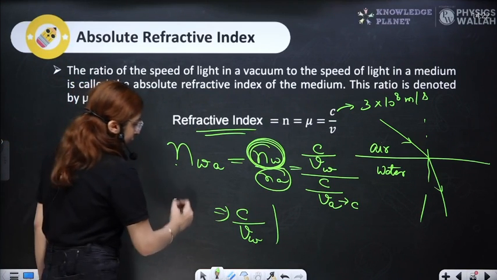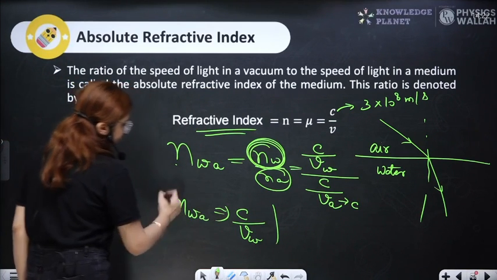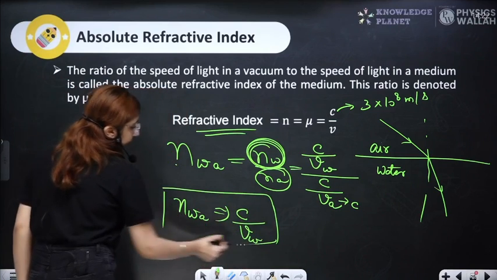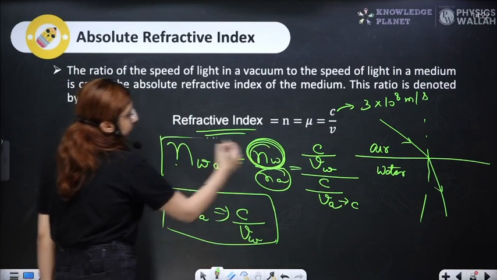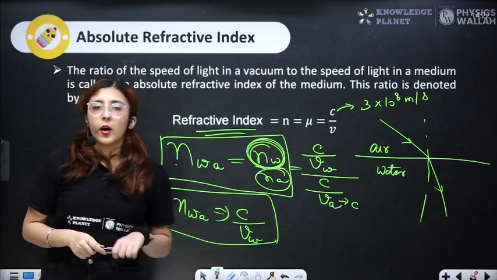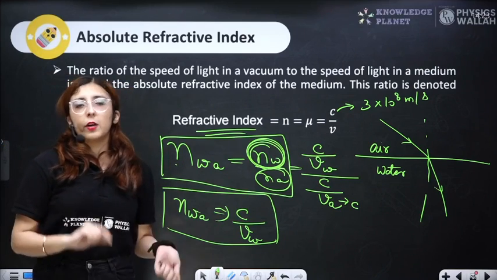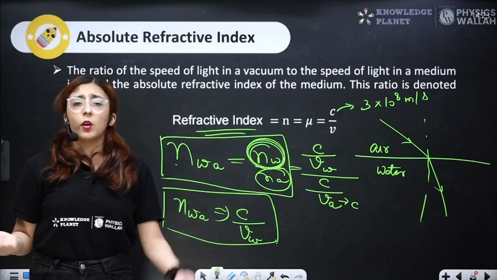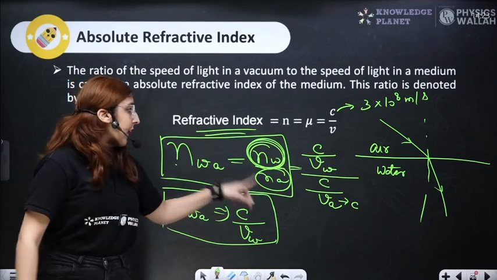Okay, so in the numerical, these two formulas are important. They can tell you that the refractive index of water with respect to air is 2.4. The refractive index of water is 2. Find out the refractive index of air.